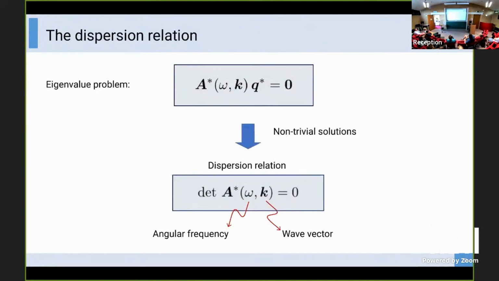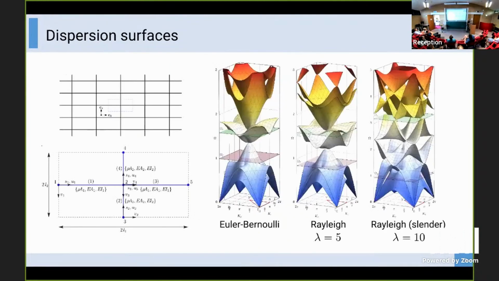So from this it is immediate to obtain the dispersion relation, because this eigenvalue problem admits a non-trivial solution only when the determinant of A star is equal to 0. So this is the implicit formula, that is the dispersion relation for the lattice. And this can be plotted, for instance, with Mathematica. So these are dispersion surfaces.